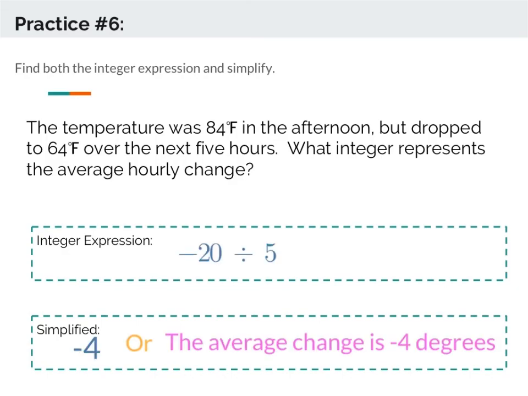How did you do? Were you able to figure out that the change between 84 and 64 was a negative drop of 20? Did you figure out that over the next 5 hours you would be dividing? And did you figure out the average change is negative 4 degrees? Hopefully you did. If not, go ahead and make sure that your paper looks like mine.